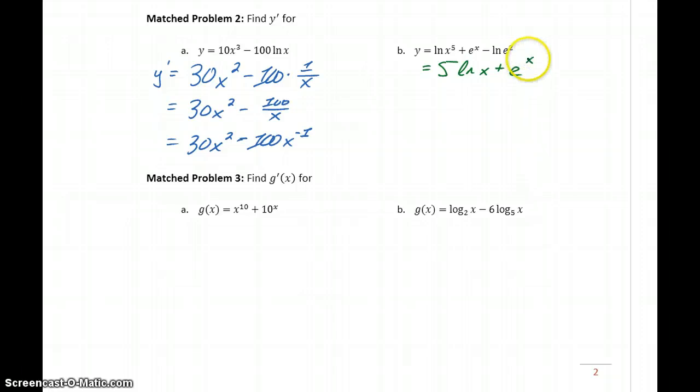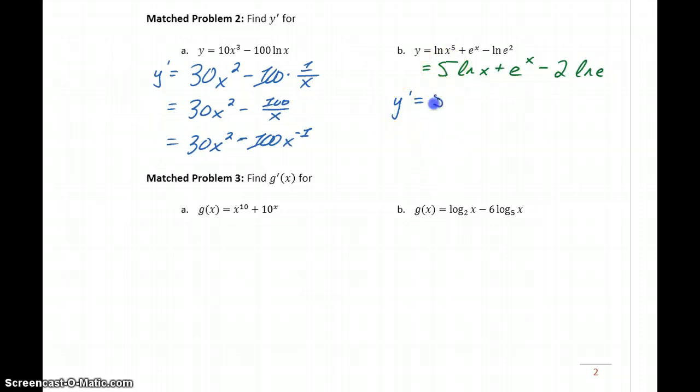e to the x we don't need to rewrite. We can differentiate that exactly as it is. And then here we have minus the natural log of e squared. So this is going to be 2 times the natural log of e. So without doing any calculus, we've just rewritten that problem to simplify it a little bit and make our derivative process a little bit easier.